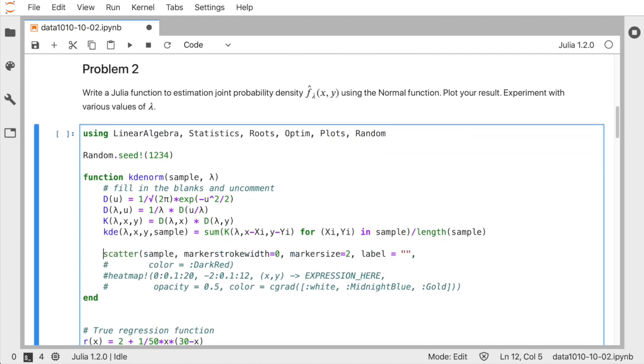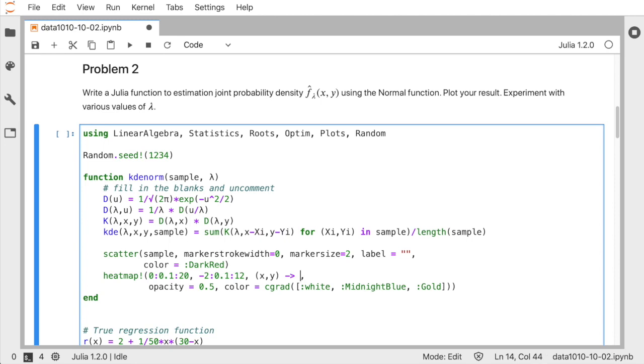So we're going to make a scatter plot here with the points from our observations, and then we're going to make a heat map to illustrate the values of the kernel density estimator. So the function that we want to plot is the function which maps each ordered pair (x, y) to the kernel density estimator associated with lambda and the particular sample, a set of observations.